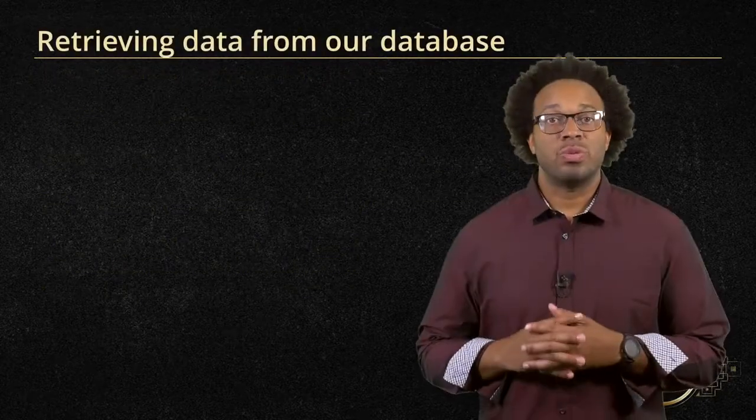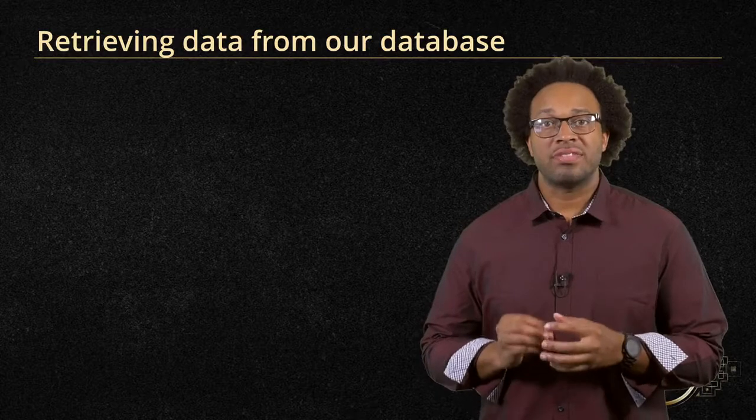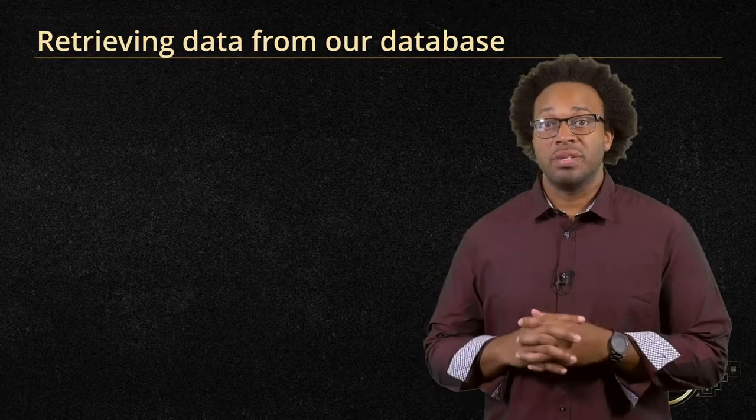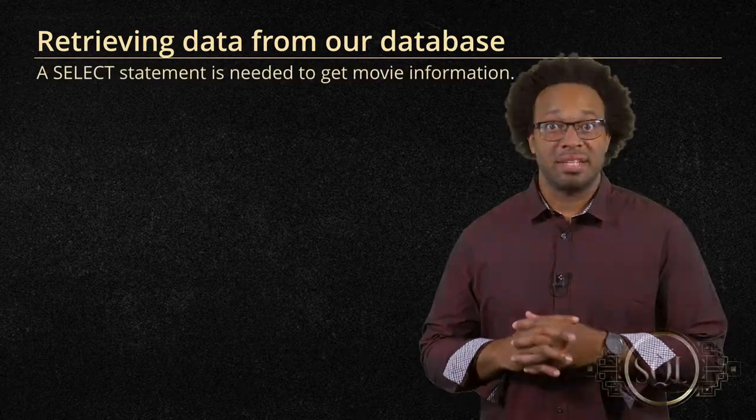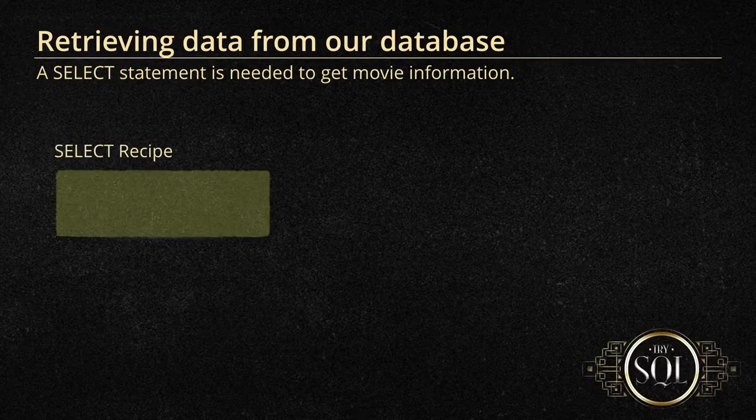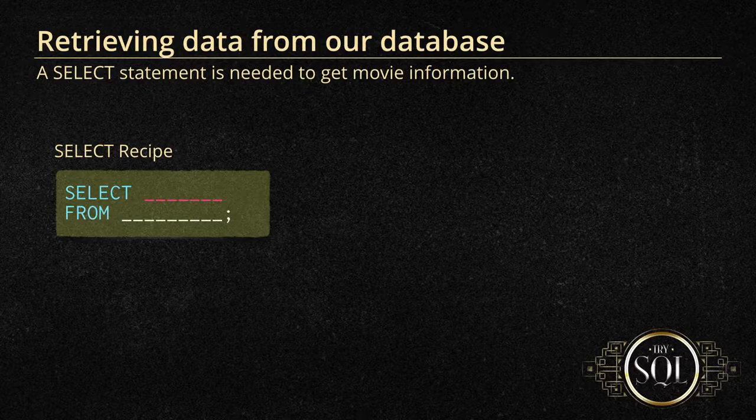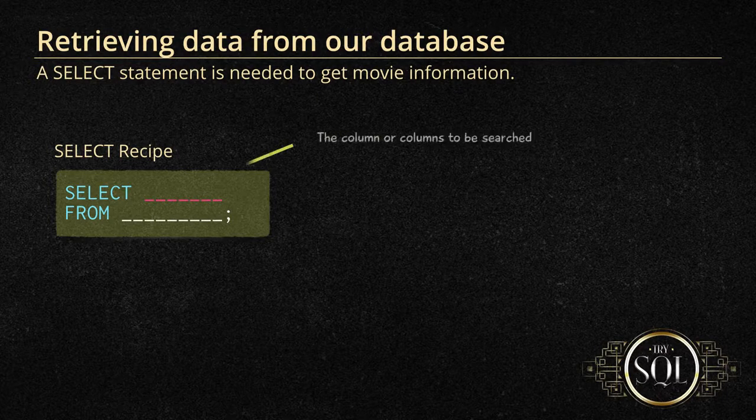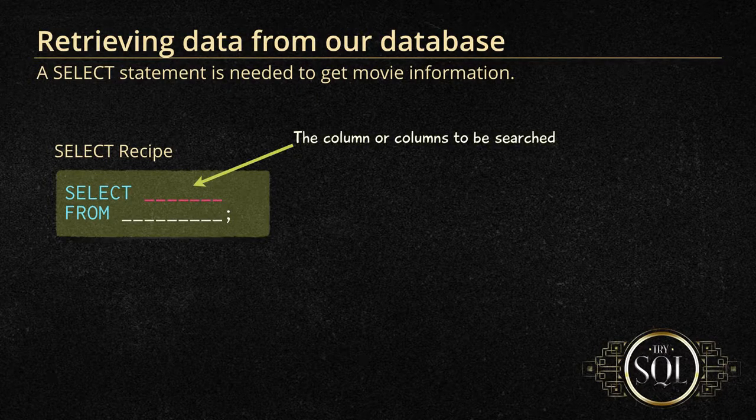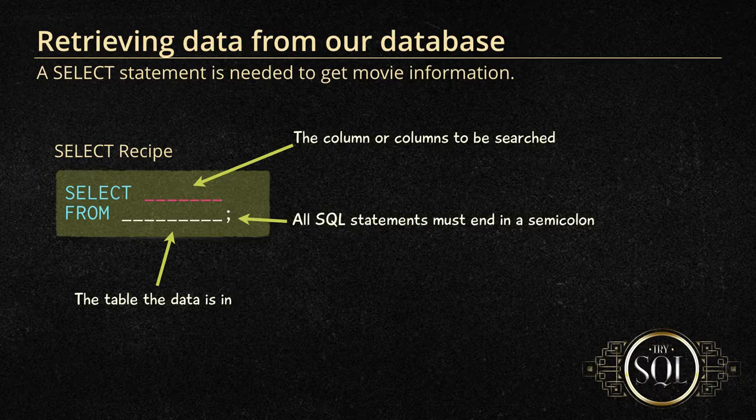Let's take a look at a SQL recipe that will return the precise results that we're looking for. To do this, we're going to use a select statement. In the select recipe, we have select blank from blank. The first blank is where we would enter the name of the column from which we want to get some data. And the second blank is the table where the data is located. Additionally, all SQL statements must have a semicolon at the end to complete the statement.